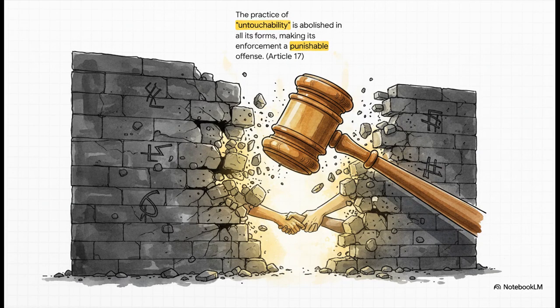Here's another really powerful example of the Constitution being used to overturn a deep-seated social injustice. Article 17 doesn't just discourage the practice of untouchability, it abolishes it completely and makes it a punishable crime. It's a direct shot at dismantling a centuries-old system of discrimination to restore human dignity.